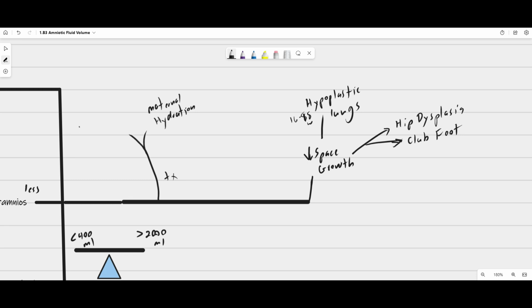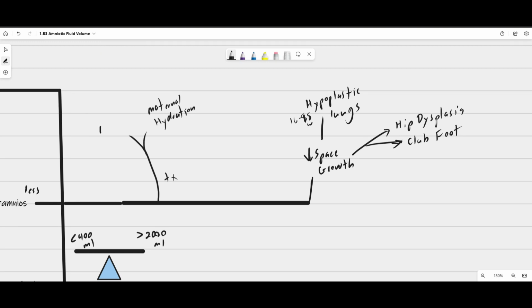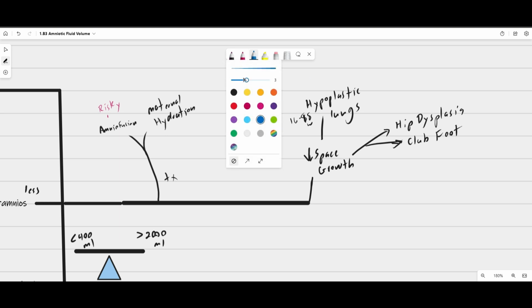There's another one that we can do called an amniofusion. This is not a routine thing they're going to do because it has a lot of risks. It's pretty risky to do it, so we're not going to do it unless there's an absolute indication that they'll need to.